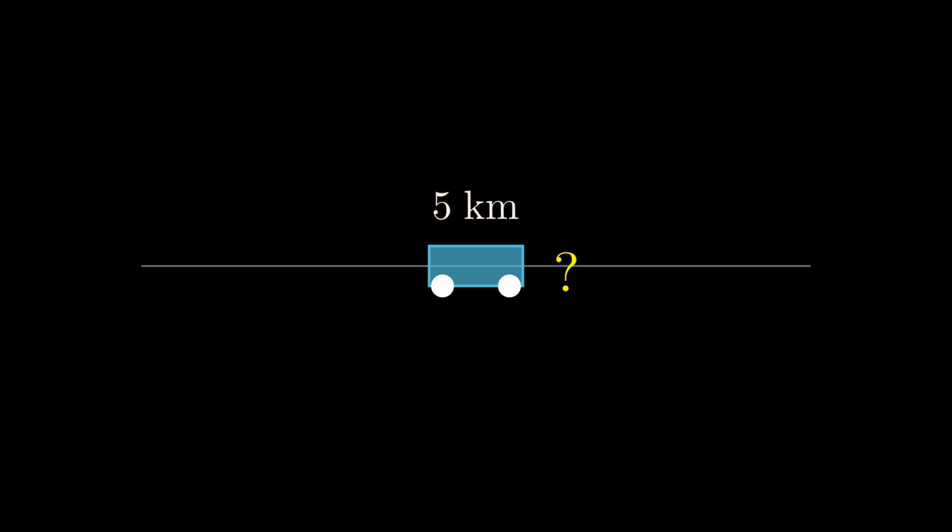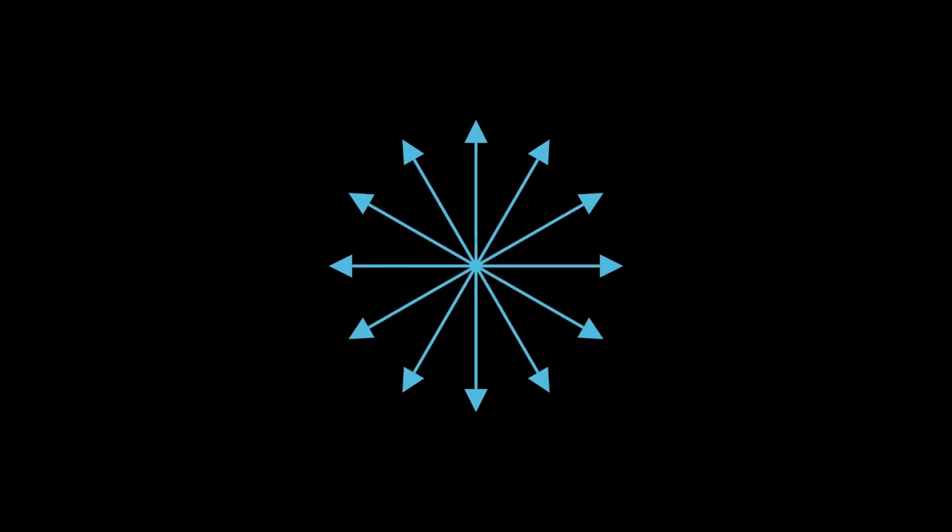Not quite, because 5 kilometers in which direction? Did it travel north, south, east, or west? The number tells us how far the car moved, but it tells us absolutely nothing about where it moved. That missing piece of information turned out to be essential. The same distance can produce infinitely many different motions depending on the direction in which it is measured.